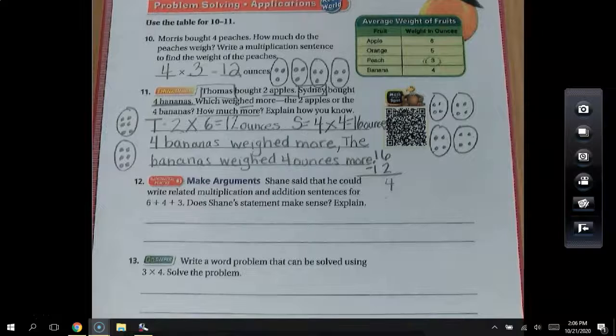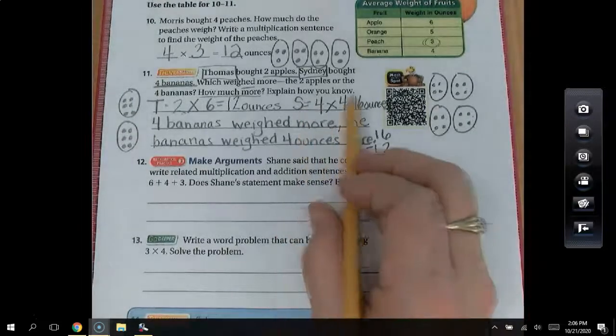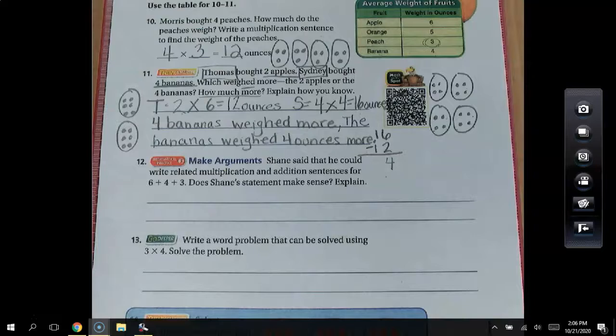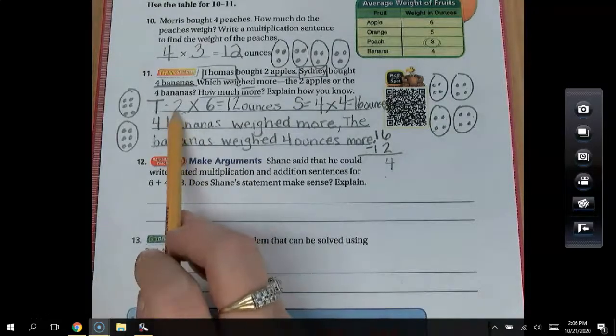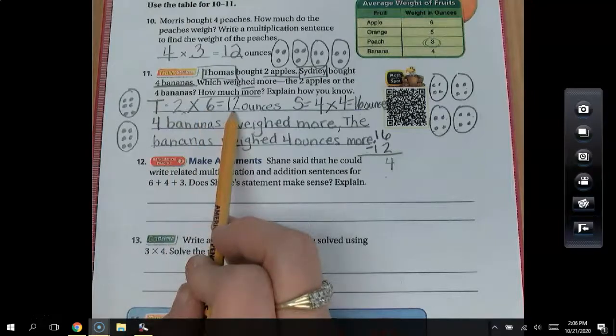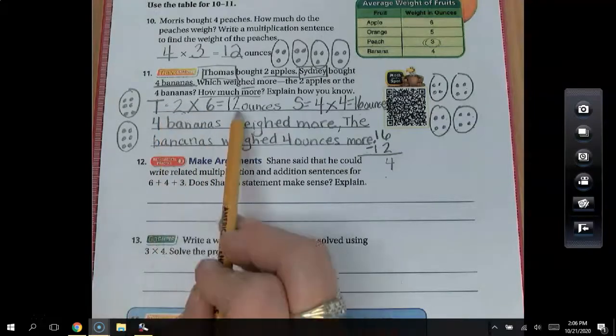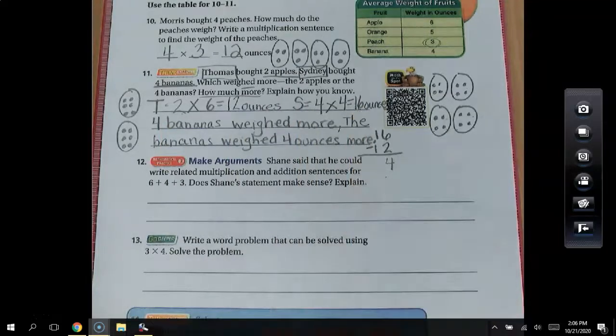We're almost finished. It says, explain how you know. But boys and girls, we're not going to explain it. We've already done it. We figured out how we knew that by completing these multiplication sentences at the beginning. We found out that Thomas has his apples weigh 12 ounces and that Sally bananas weigh 16 ounces. So that's how we know. Let's look at number 12.